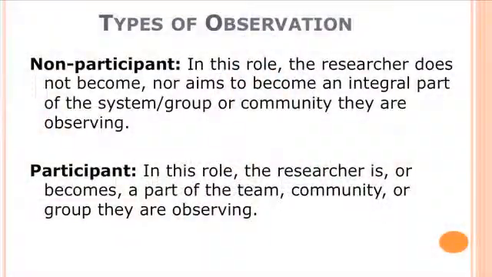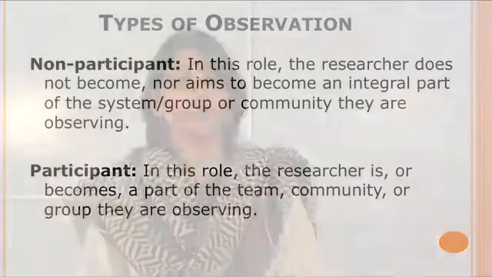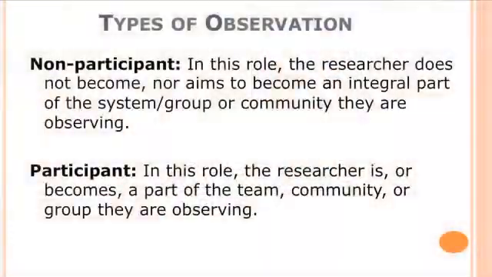The other types of observation are non-participant and participant. In the non-participant role, the researcher does not become, or aim to become, an integral part of the system, group or community they are observing. In a non-participant observation, the observer would sit behind or at a distance and observe what is happening. Whereas in a participant observation, the researcher becomes part of the team, community or group they are observing. They become one of the team members or group members while the observation goes on.